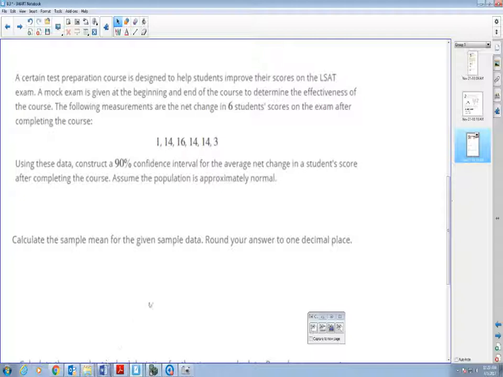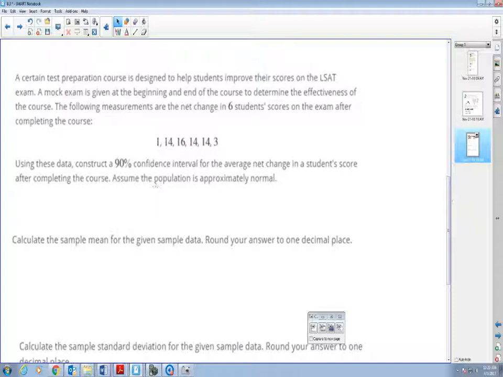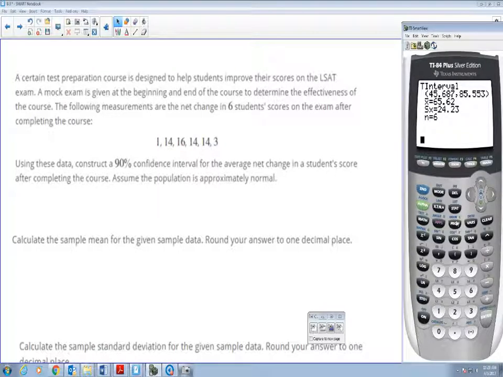Compute the sample mean. We can find a lot of these answers just by typing this into the calculator. Entering the raw data, you go to stat, edit, and enter our raw data first: 1, 14, 16, 14, 14, and 3. Then we go back to stat, highlight test. This is a sample of 6 students, so we have to use the t interval.